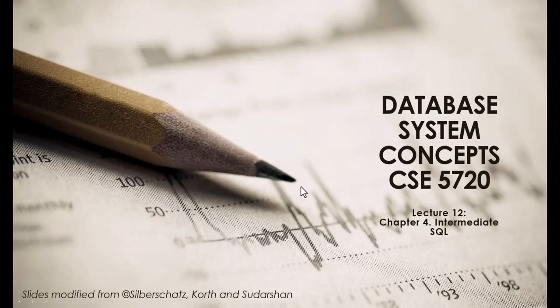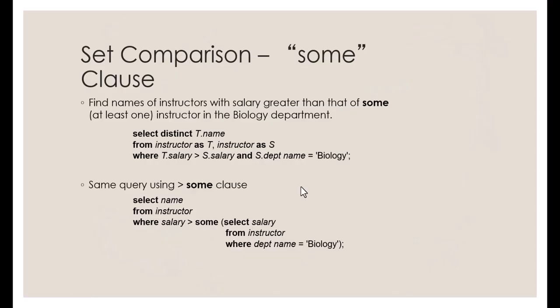Okay, so today we're going to learn about the some and all clauses. This is for set comparison. We want to find names of instructors with salary greater than that of some, meaning at least one, instructor in the biology department.